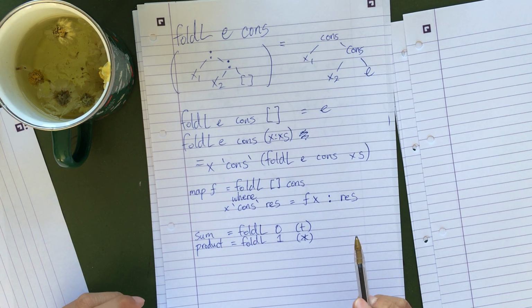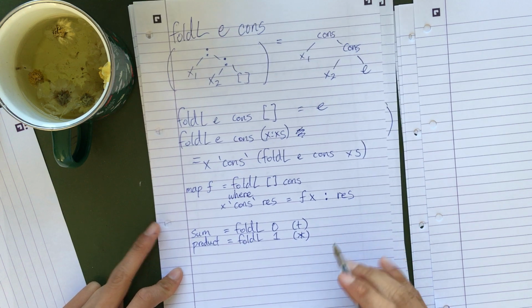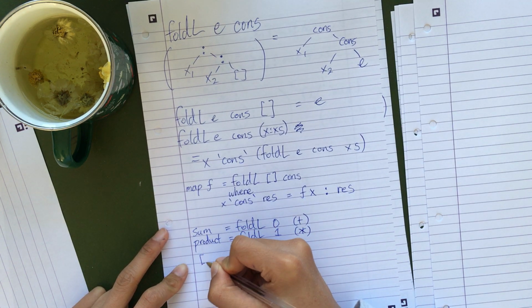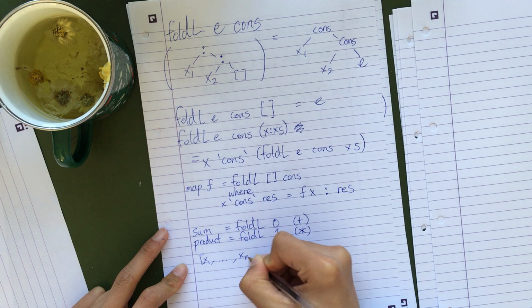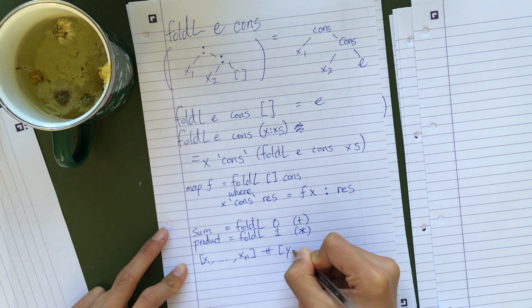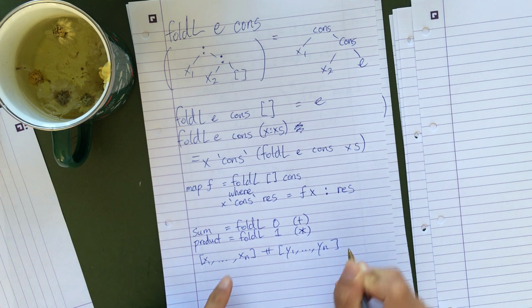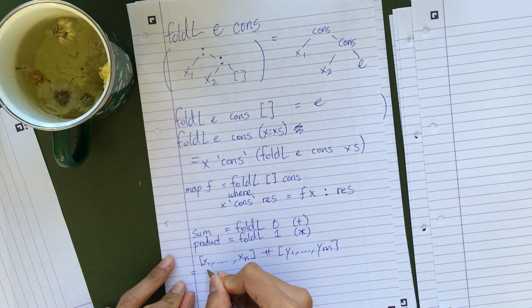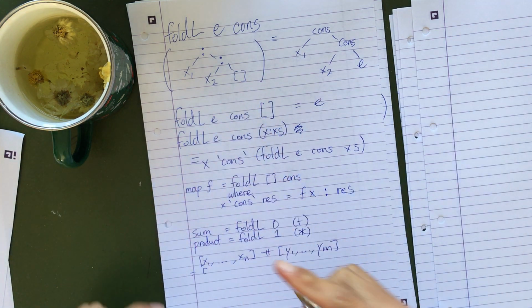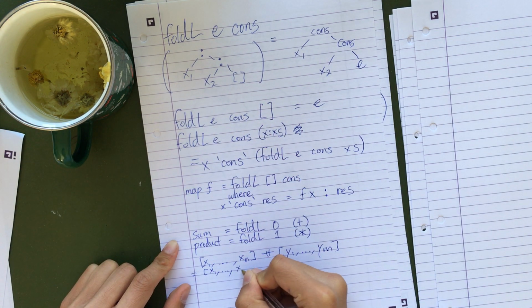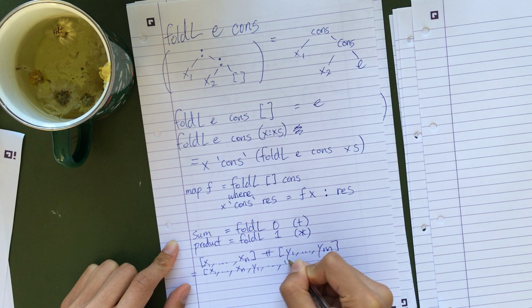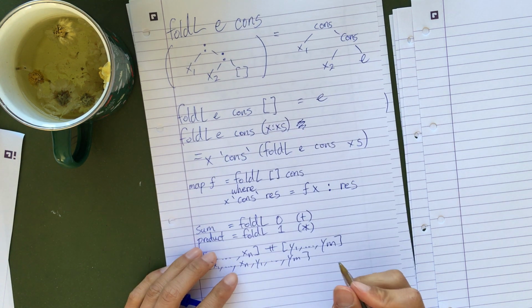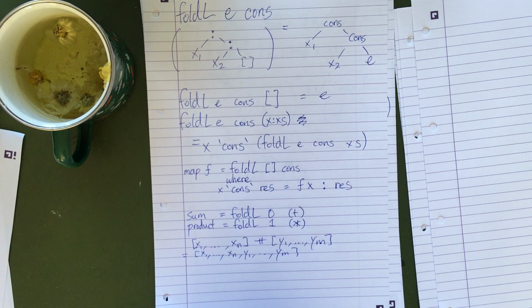And I'll leave you with the challenge. How do we write this cat function as a fold? So cat is going to take in two lists, and it's going to spit out both of the lists concatenated together. So this is a bit like the plus question I gave earlier. Yeah, it's a fun thing to try.